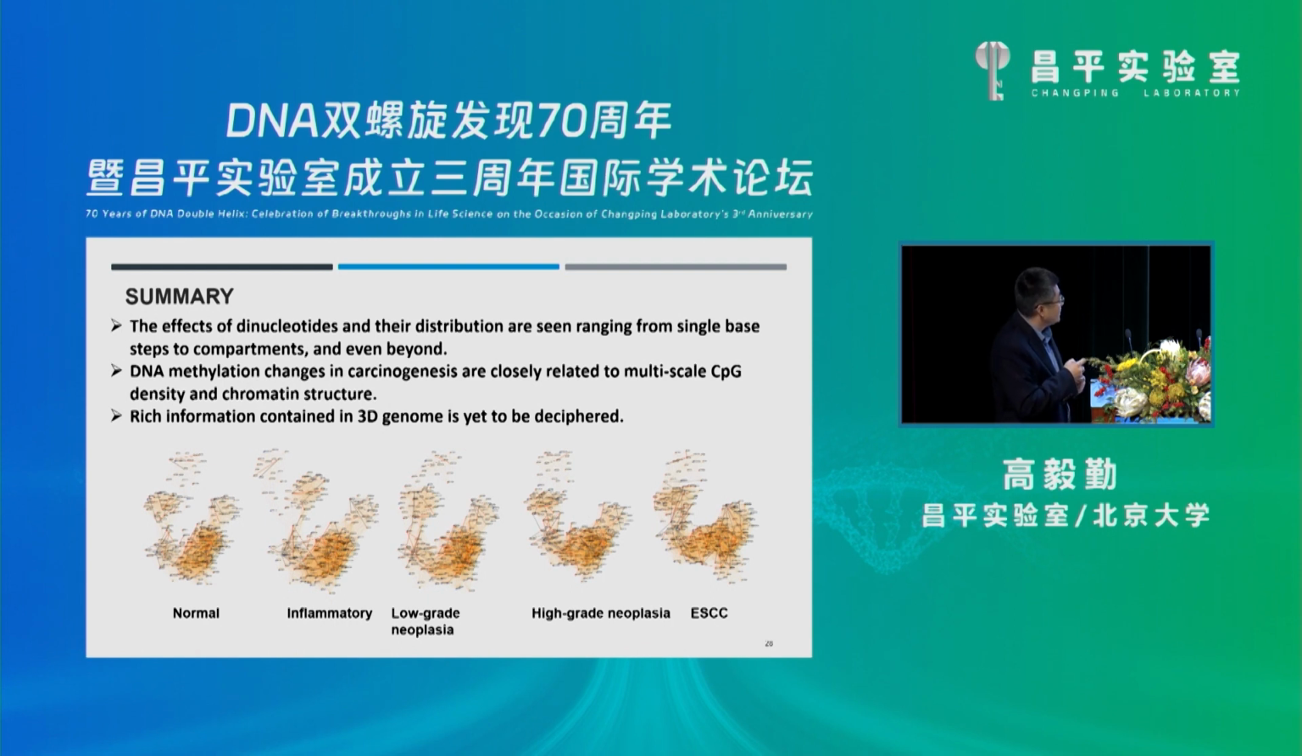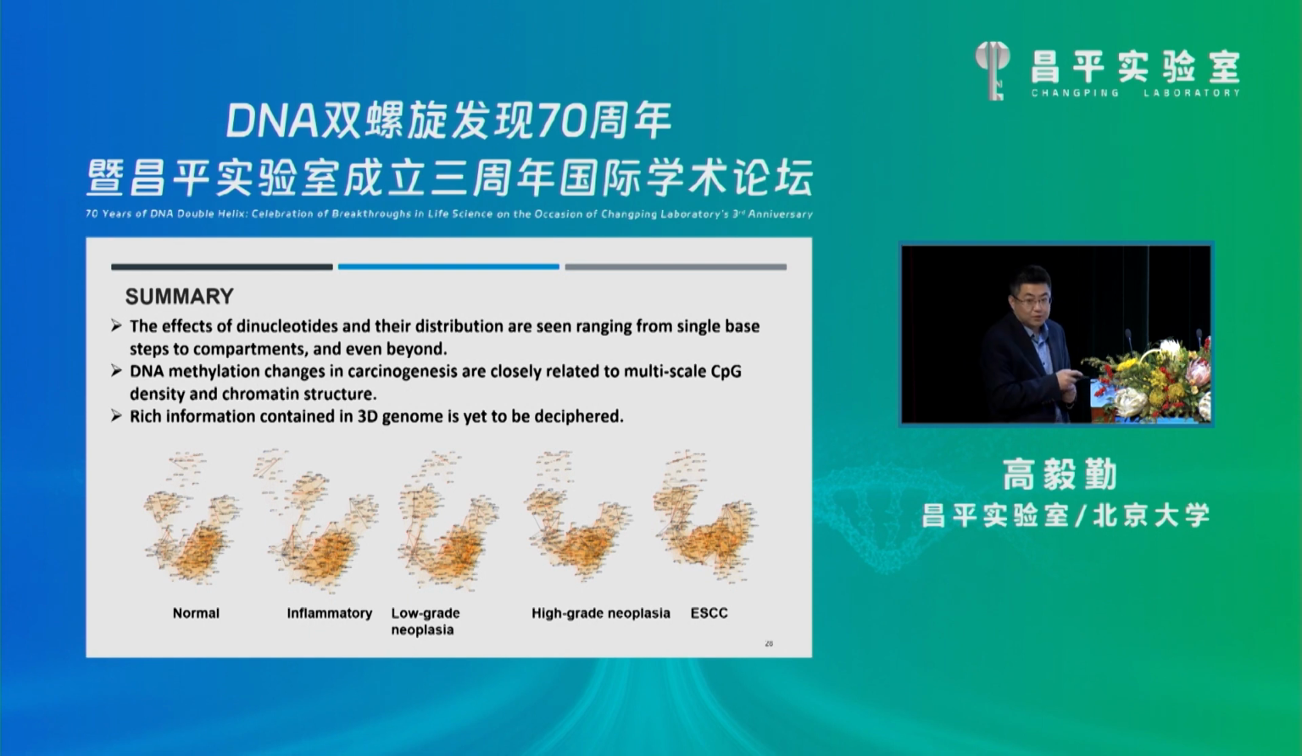Starting from single base pairs to compartments and even to territories. So demethylation changes in cancer development are closely related to multiscale CpG density and chromatin structure. Also, we think there's rich information buried in the 3D chromosome structure, not only at one scale, but in all these scales and their interconnection. But it's really complicated and yet to be deciphered.